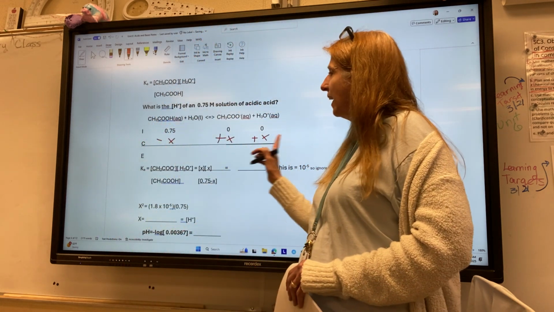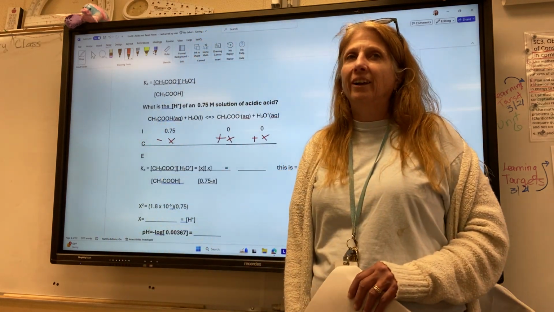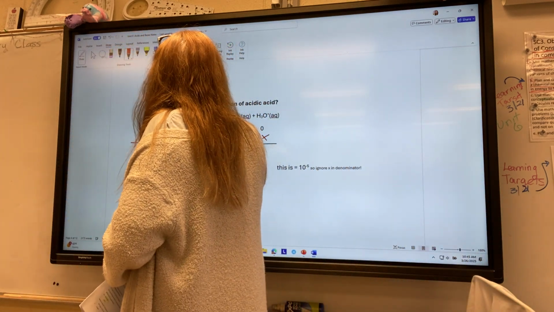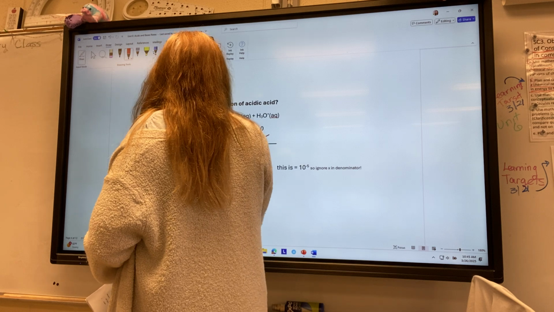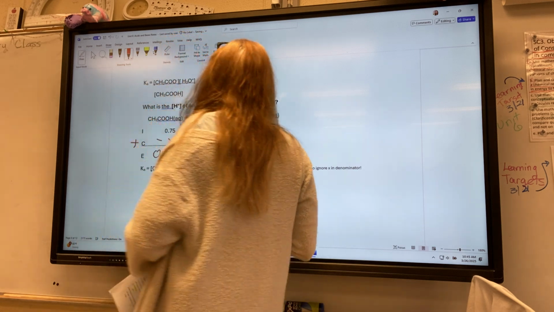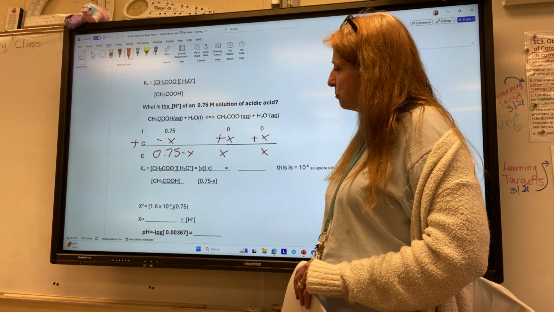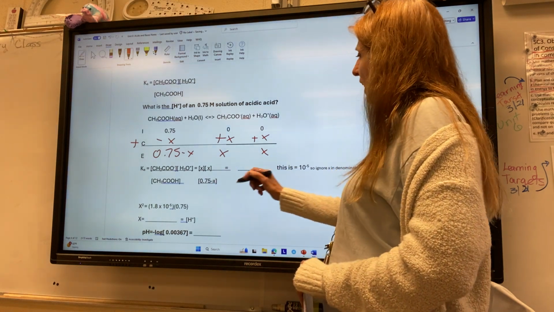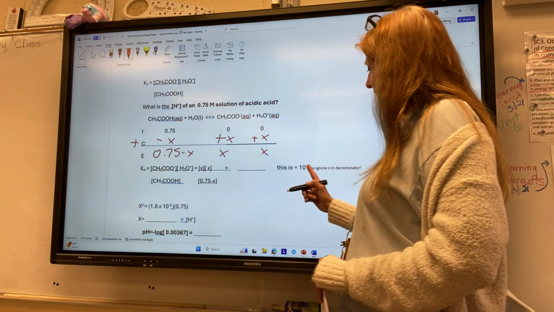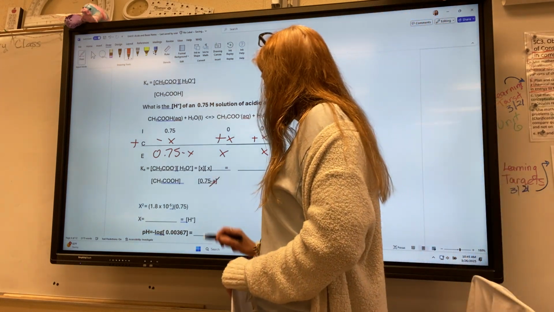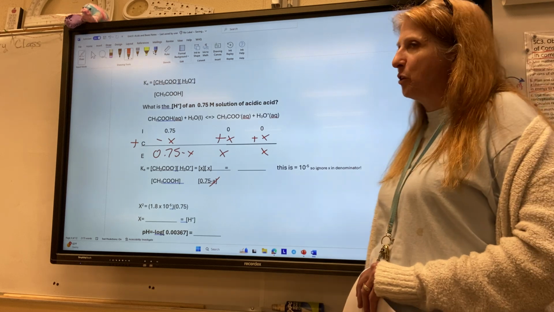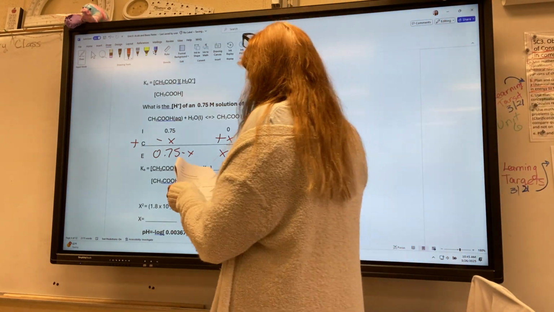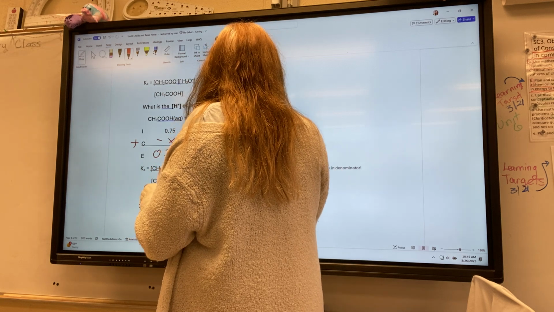Now what do we do next? We're going to add them. I like to put my little plus over here. So 0.75 minus X, X, X. Now we've got our expression here. We fill in our answers. Now notice that our K is 10 to the negative fifth. So we get to mark out that X, just like we did last time. That's always fun. It makes the math easier. And then all of this is equal to our given Ka.